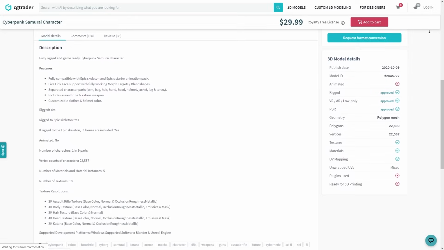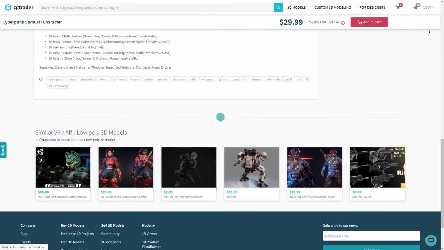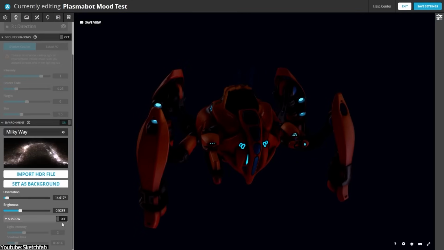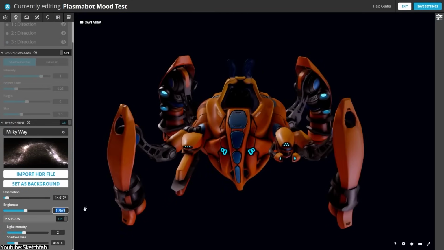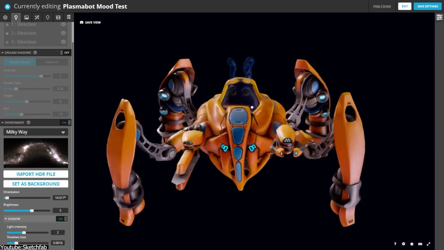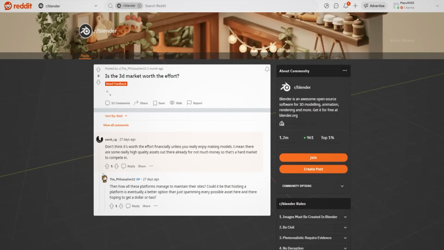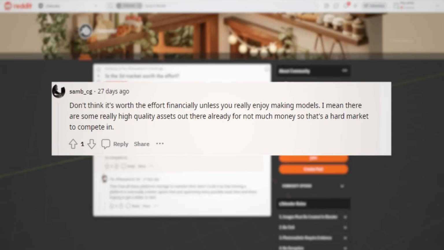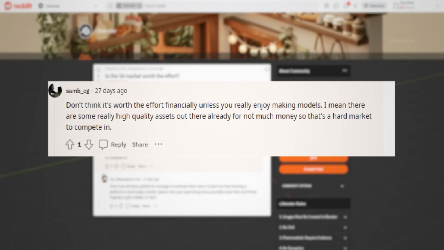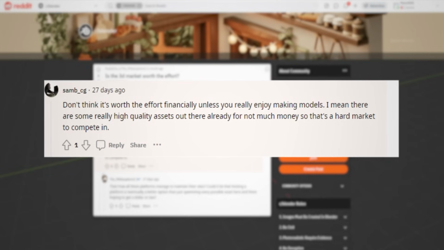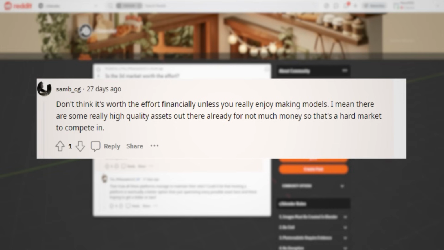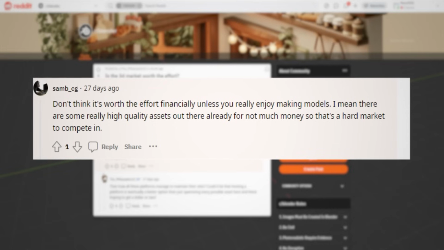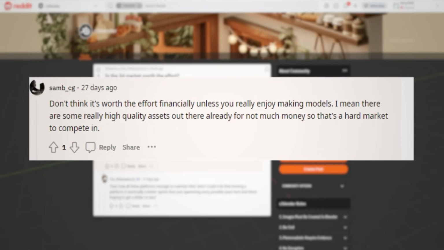So with the countless hours spent in front of the computer and the expensive 3D software, it is really hard to break even unless you're not really hoping to generate some sales or make a living through it. That is going to be a problem. Just like how this 3D artist said, I don't think it is worth the effort financially unless you really enjoy making models. I mean, there are some really high quality assets out there already for not much money, so that's a hard market to compete in.